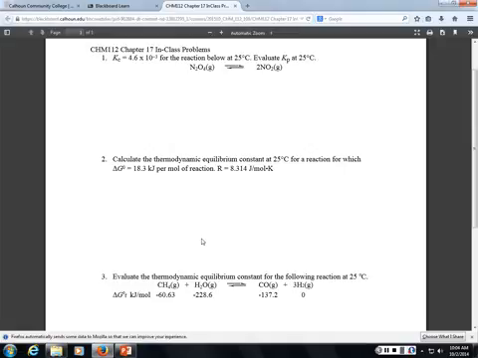For numbers 2 and 3, you're going to have to use delta G equals negative RT natural log of K. Both are pretty similar. In number 2, you're given delta G, but in number 3, you have to find delta G. So all 3 problems are just like what we just covered. Work these. I'll give you maybe 10 minutes or so, then we'll go over them. Raise your hand if you have questions.